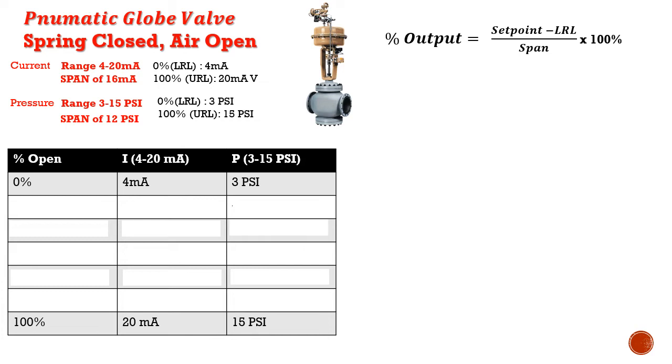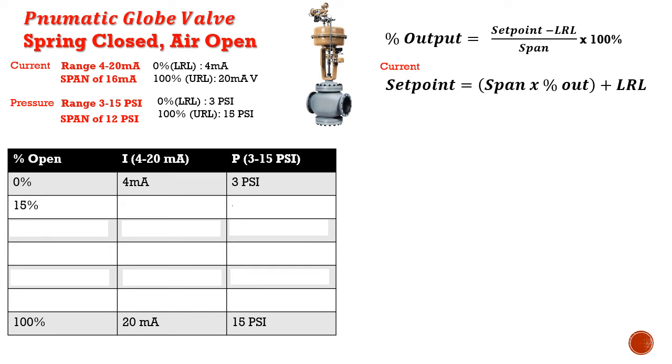So let's do an example. When we rearrange our output formula for our set point, our set point is equal to our span multiplied by our percentage, and then we're going to add our lower range limit. If you recall, our lower range limit is kind of like our offset. It would be 4 milliamps for current and 3 pounds for our PSI.